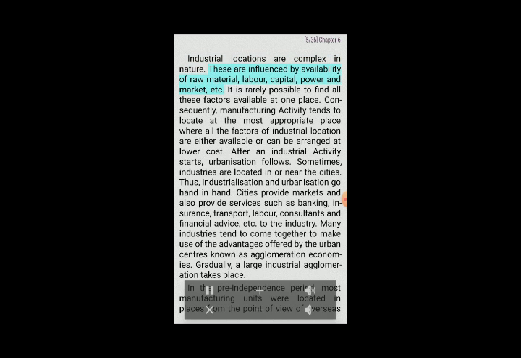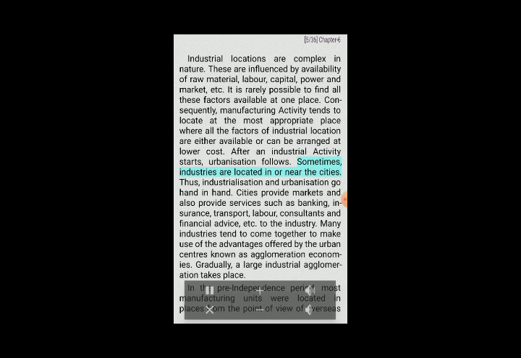Industrial location. Industrial locations are complex in nature. These are influenced by availability of raw material, labor, capital, power and market, etc. It is rarely possible to find all these factors available at one place. Consequently, manufacturing activity tends to locate at the most appropriate place where all the factors of industrial location are either available or can be arranged at lower cost.